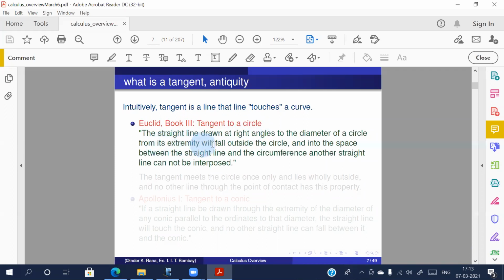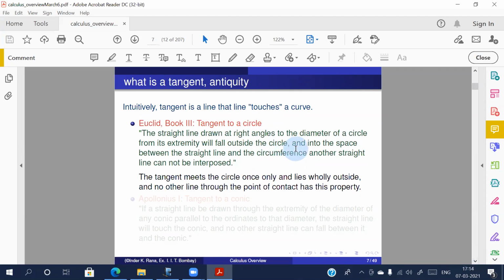He says that the straight line drawn at right angles to the diameter of a circle from its extremity will fall outside the circle, and into the space between the straight line and the circumference another straight line cannot be interposed. That means, given a point on the circle, if you join it with the center, then there is one and only one line which can be drawn through the point on the circle which is perpendicular to the radius. That is essentially what he means by a tangent to a circle.